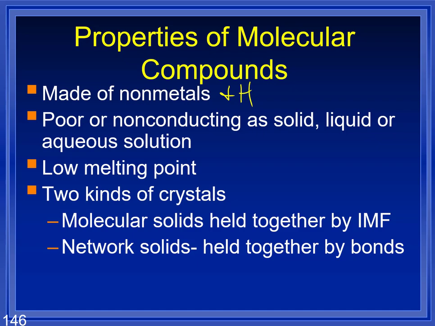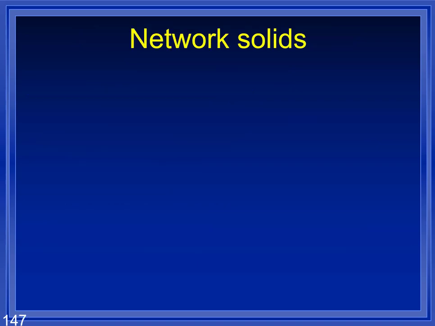And in a network solid, it's a network. A network means everything is connected to everything else. Well, in a network solid, there are no intermolecular forces. It is all real bonds. Everything is bonded to everything else. It's one big long chain. So in order to get it apart, you actually have to break real bonds. So network solids are going to be held together much better than molecular solids.